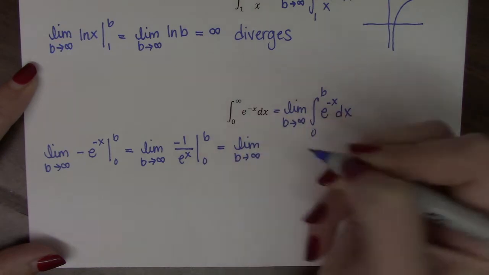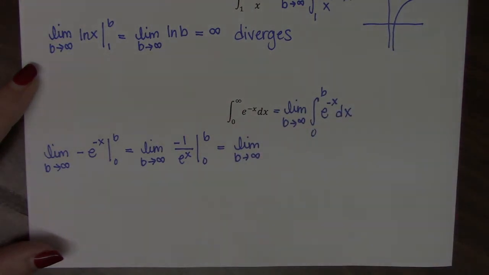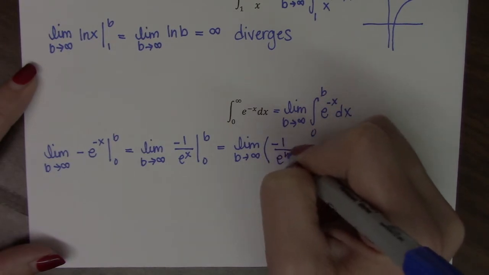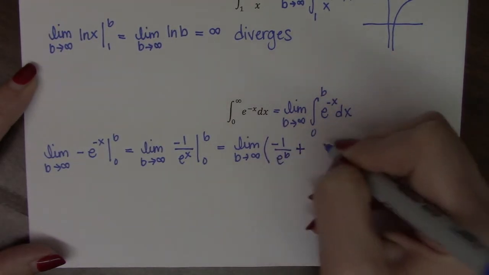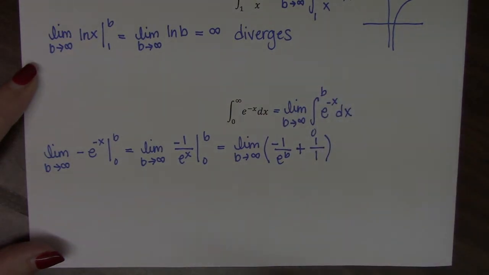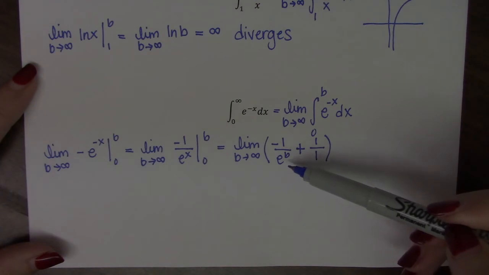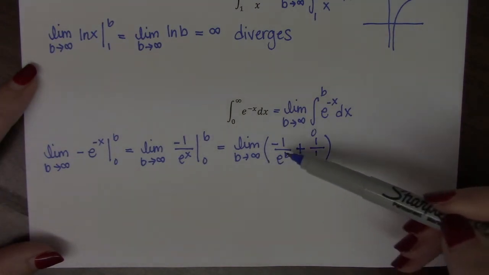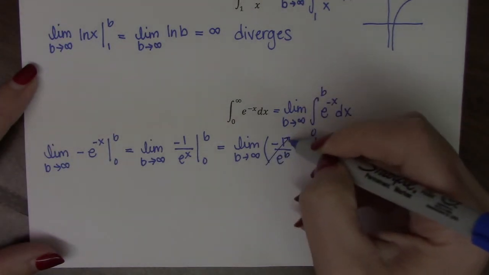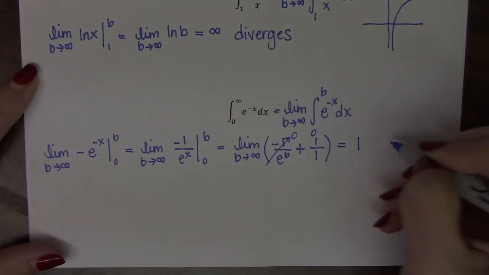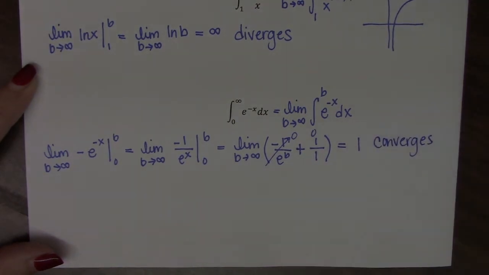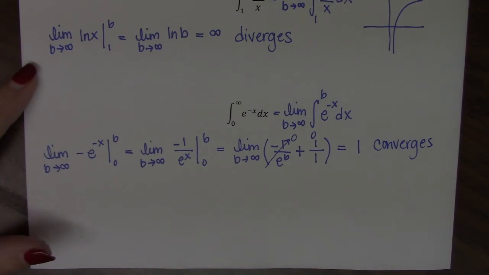And notice here, I cannot drop the limit until I'm done evaluating the limit. So this will be negative 1 over e to the b minus a negative 1 over e to the 0, which is just 1. Now you can see that this e to the b is in the denominator. And as the denominator blows up, this whole term is going to go to 0. So the result of this limit is just 1, and that is a real number. So we would say that this integral converges.